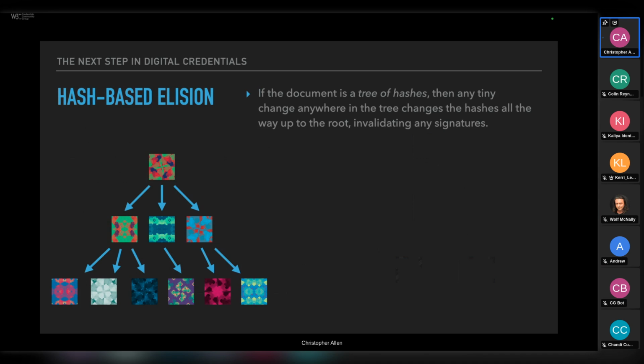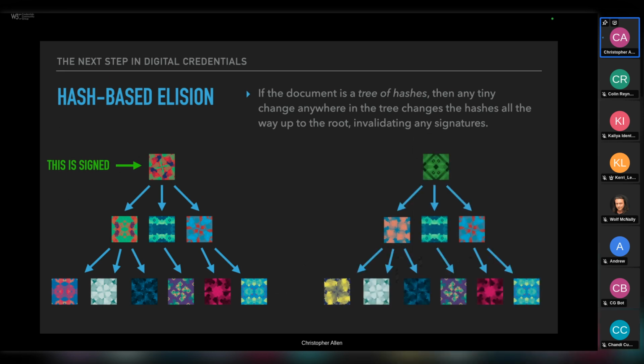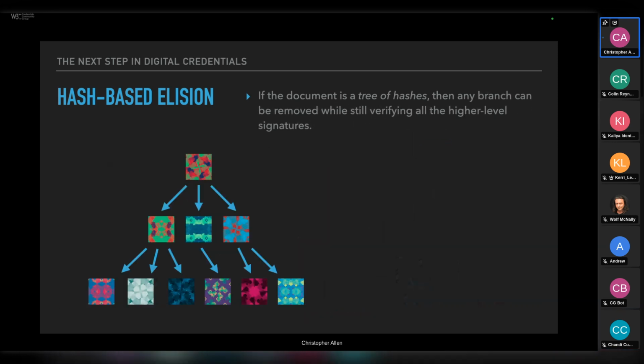So what is hash-based elision? Well, if a document is a tree of hashes, then any change anywhere will invalidate the signatures. We sign this root document, and if anything changes below, it propagates upward, and now the signature no longer verifies because the hash is different. Pretty basic. But with hash-based elision, the document is a tree of hashes, not a tree of the actual data.